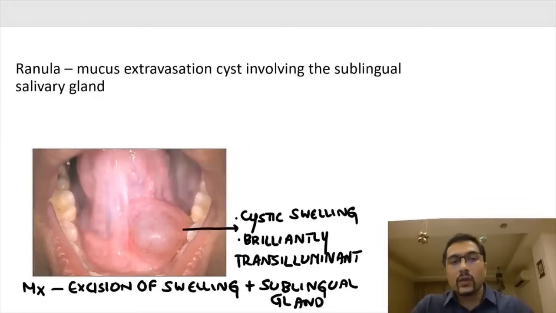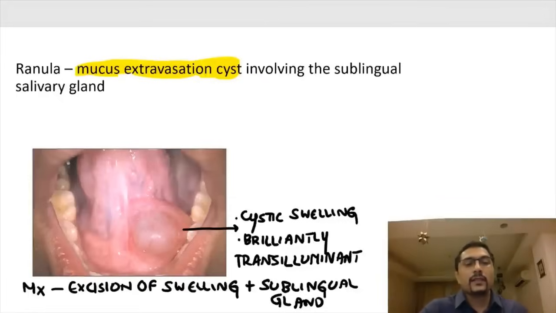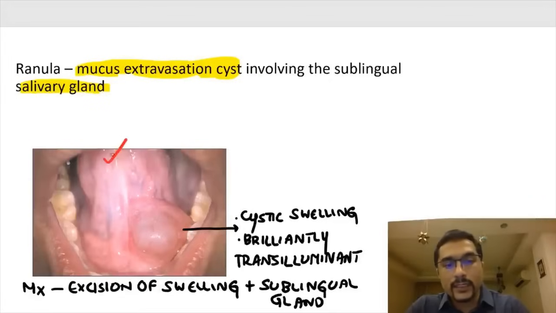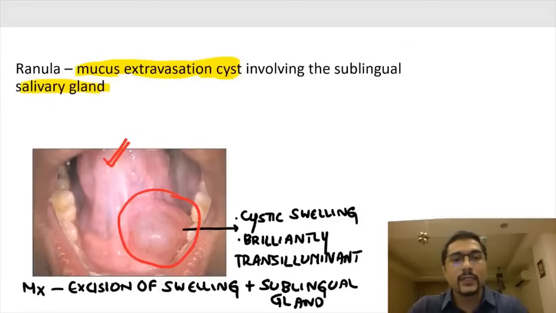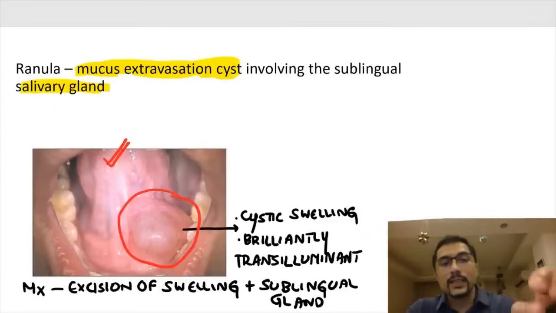Ranula, you know, is a mucus extravasation cyst. Please remember, extravasation involving the sublingual salivary gland. The image has also been asked in the exam, so you should remember the image. You can see that it presents as a cystic swelling in the floor of the mouth. And this cystic swelling is brilliantly transilluminant.